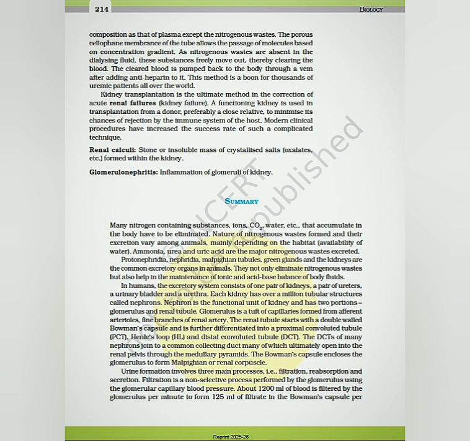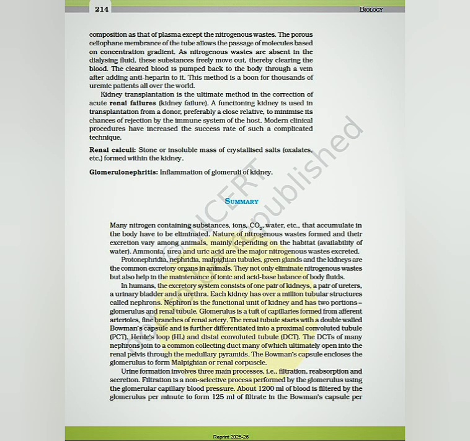The porous cellophane membrane of the tube allows the passage of molecules based on the concentration gradient. As nitrogenous wastes are absent in the dialysing fluid, these substances freely move out, thereby clearing the blood. The clean blood is pumped back to the body through a vein after adding antiheparin to it. This method is used for thousands of uremic patients all over the world.